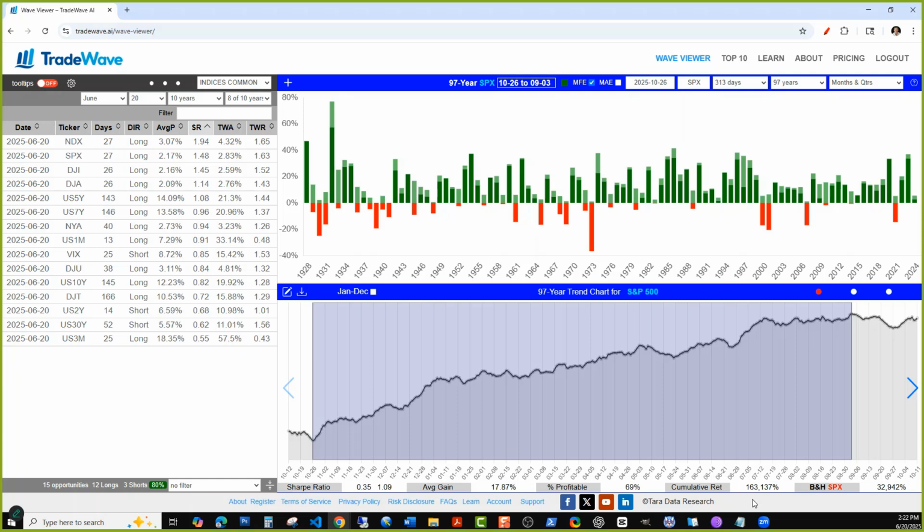I call this the 52 days of hell. Many crashes have happened and many bear markets started during this period of time. But looking at 97 years is cool, and finding this 52 days is nice, but there's a much better way of analyzing this, and that's with the US presidential election cycle.